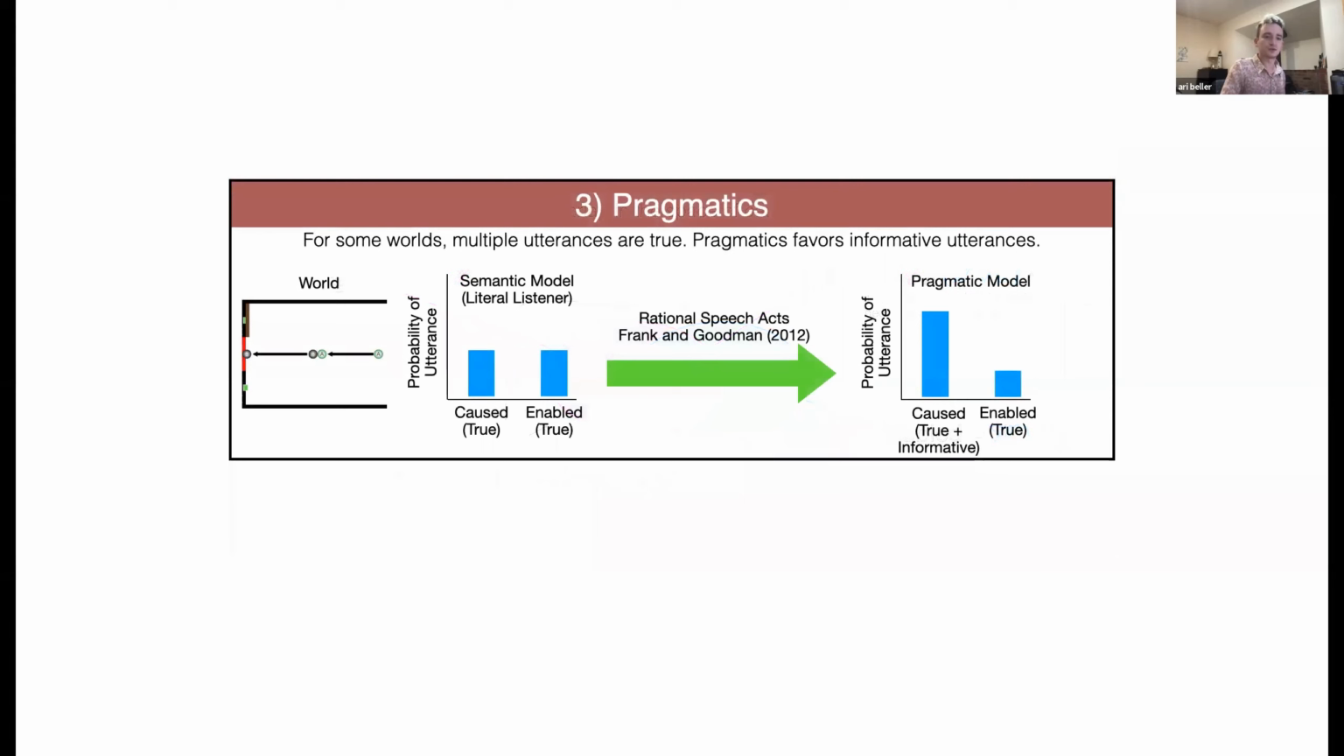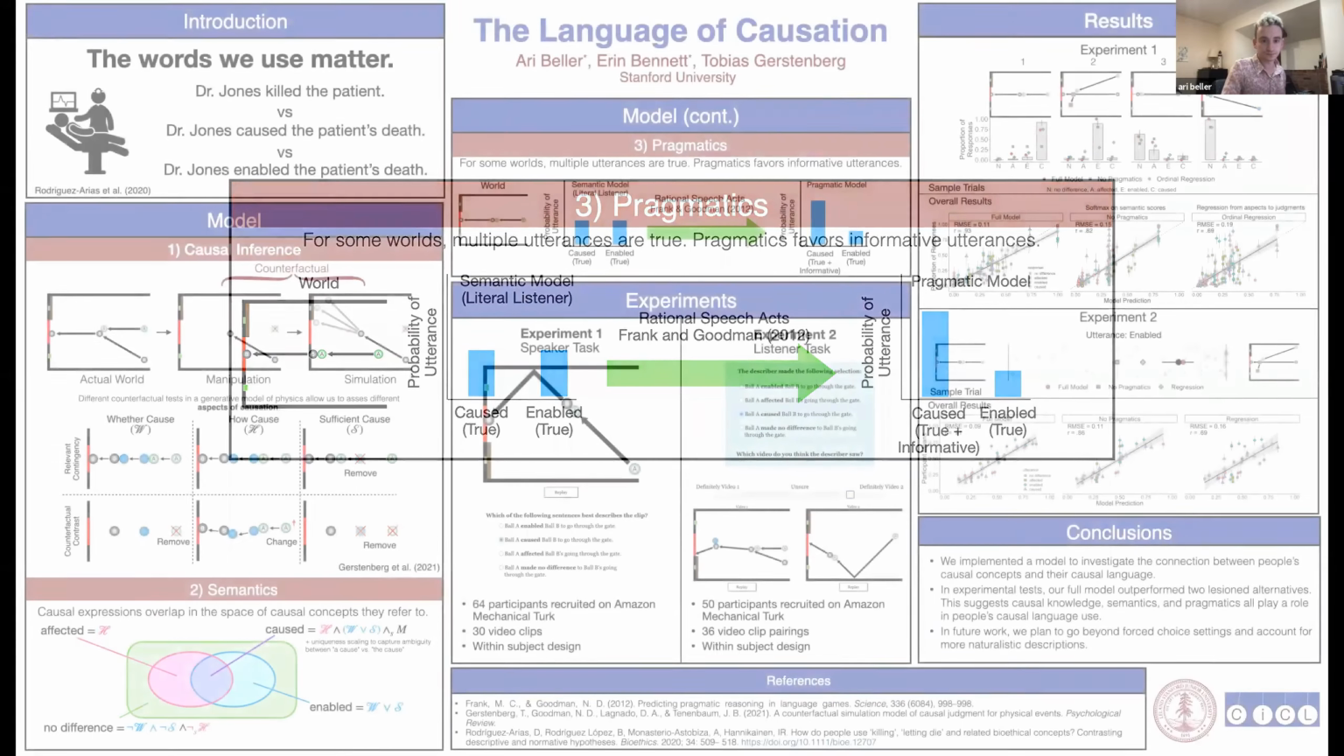This gives rise to an ambiguity, and in order to address that ambiguity, we augment our model with a pragmatic inference component. Our pragmatics model takes in the semantic representation of the scene and produces a judgment according to rational principles of communication. Specifically, our pragmatics model favors utterances that are both true and informative. So in a case like this one, where A knocks B through the gate, both caused and enabled are literally true. The semantics model sees them as equally good descriptions, but the pragmatics model favors the more informative caused.